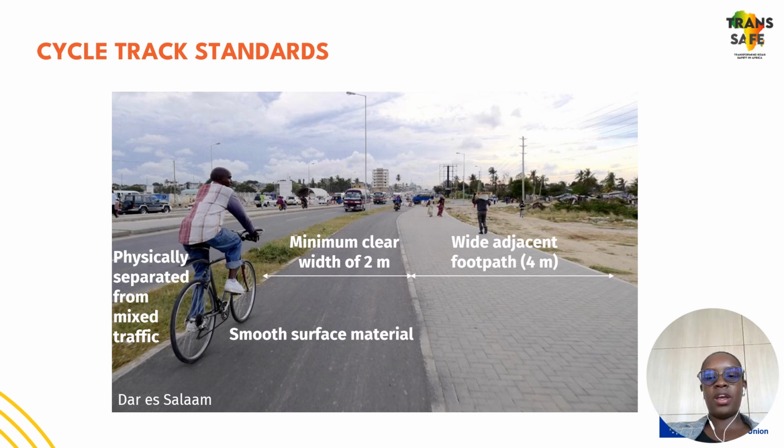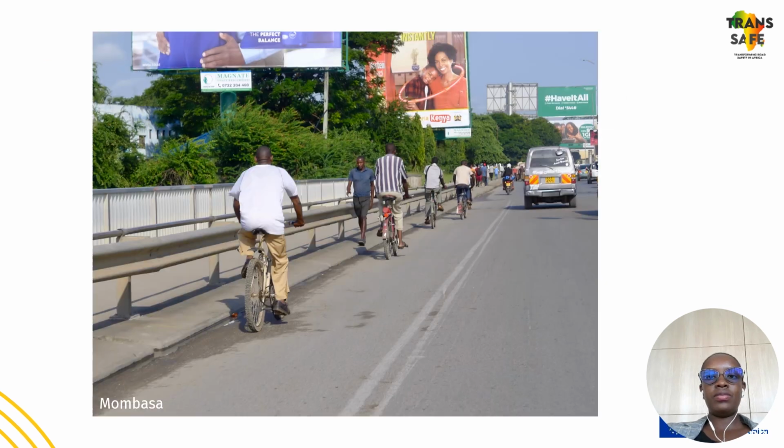And as we said, footpaths and cycle tracks help complement the public transport system since commuters are able to use them for their last mile access. This is an illustration of a cycle track in Mombasa, Kenya. As you can see, we have cyclists and we also have a boda operator who is riding the cycle track.